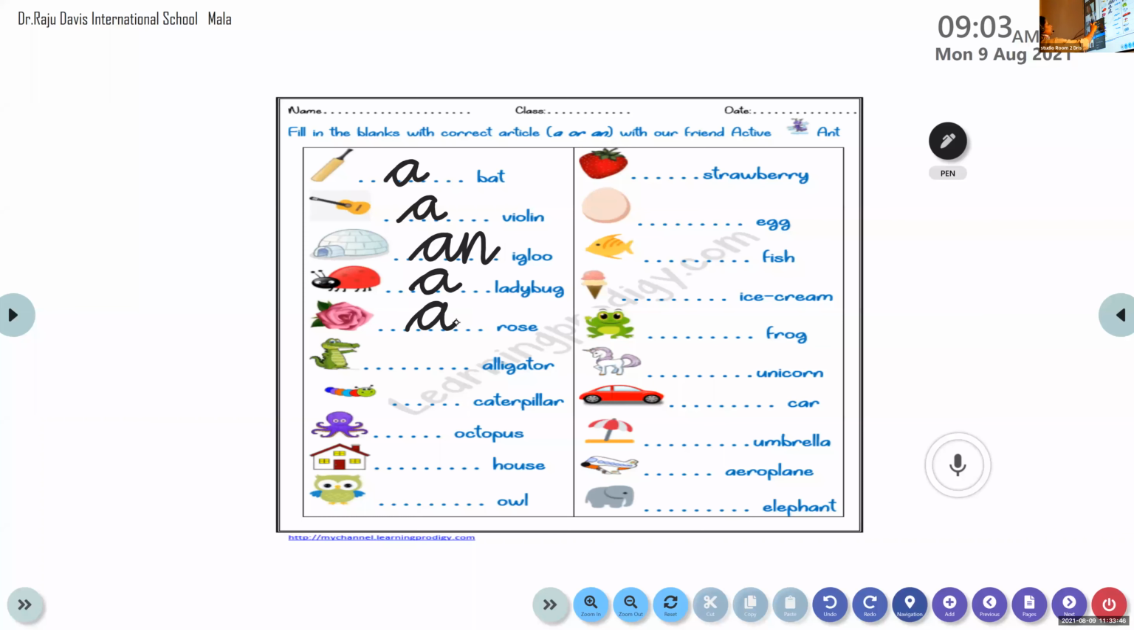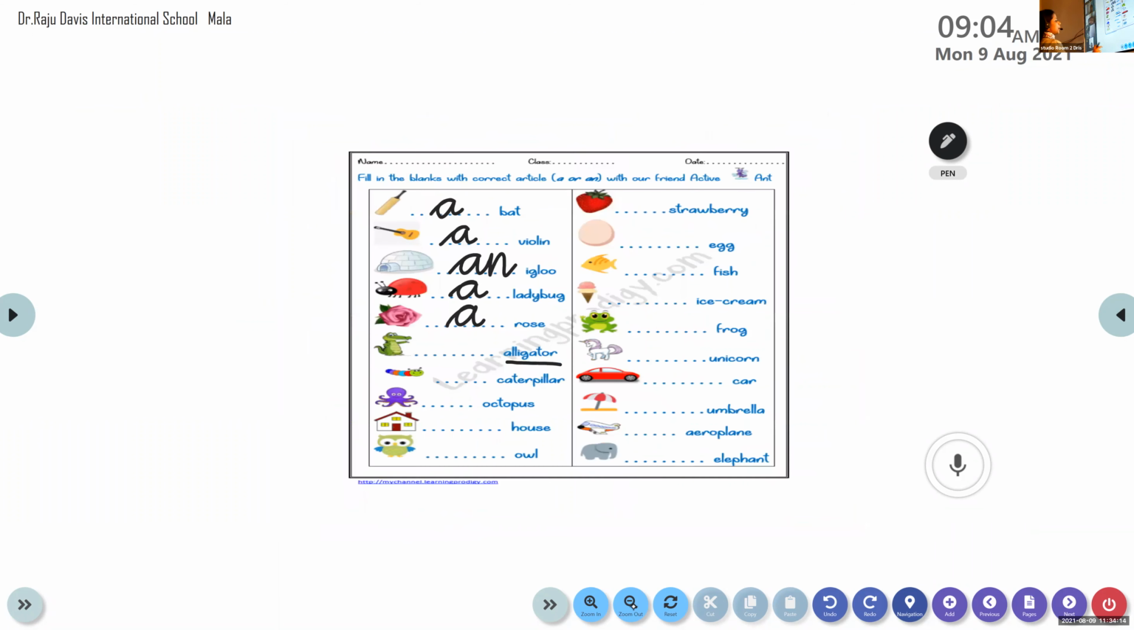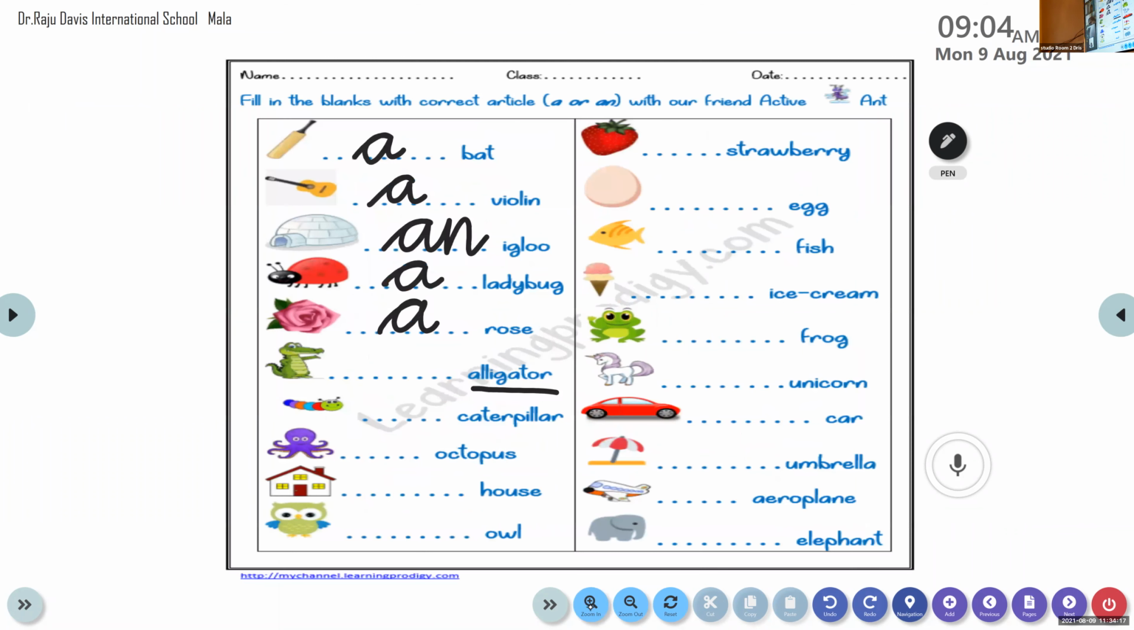Meenakshi is not there. Meenakshi, I'll come to you later. Nihal, come on, do the next word. Crocodile. Not crocodile. The name written here is alligator. Alligator, it starts with A. So we have to use whether a or an before the word alligator, my dear. An, because the word begins with a vowel letter A.